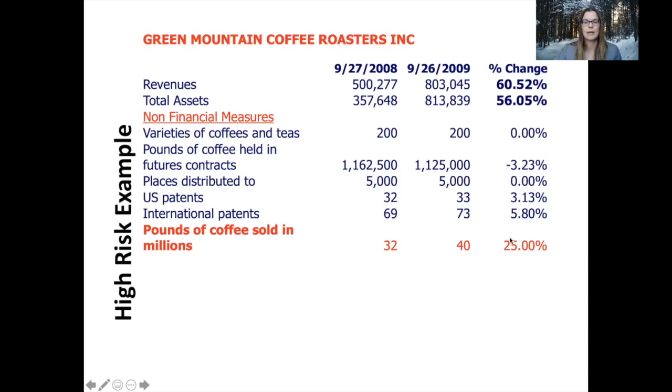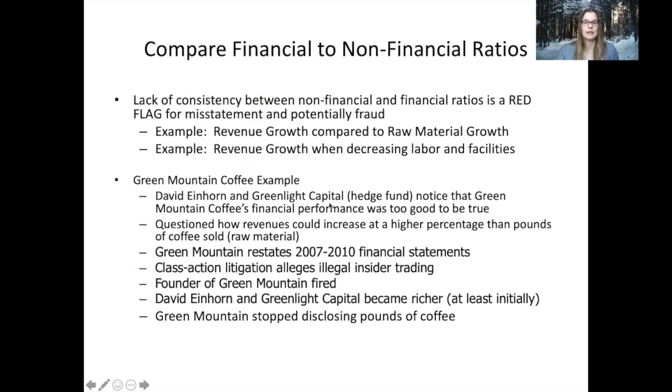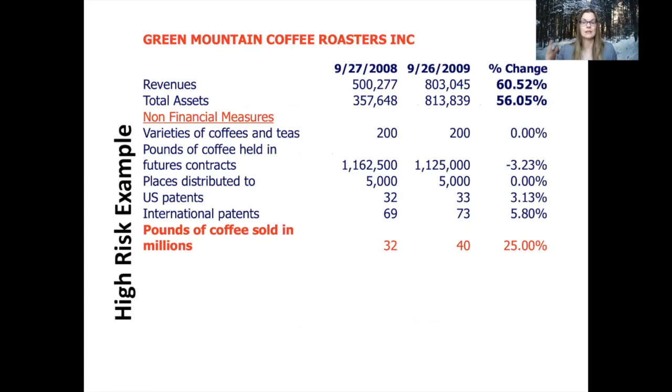So how do you explain this discrepancy between revenue growth and pounds of coffee sold? Well, there could be a legitimate explanation, right? Maybe they doubled their price, but you should be able to tell, particularly if you're regularly going to the grocery store, that the price of Green Mountain Coffee hasn't doubled. And this is a funny example because there is actually a hedge fund. This guy, David Einhorn, his hedge fund, Greenlight Capital, noticed this and exploited it.